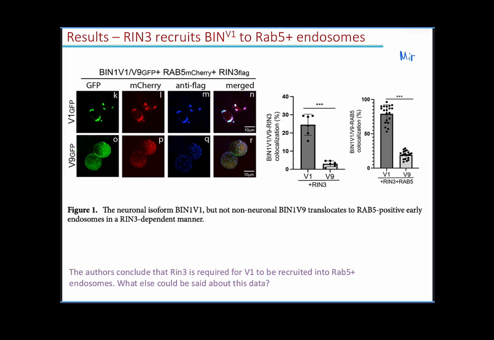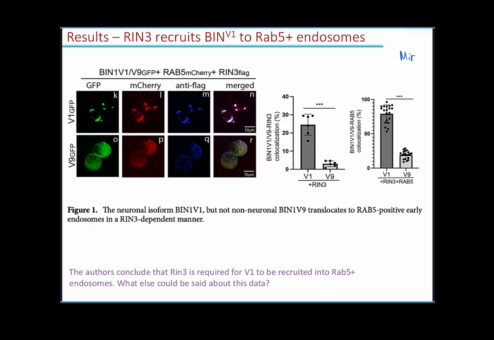The comment here, the answer is Rin3 is recruiting V1, but not V9. So maybe Rin3 can interact with V1 because of some domain that V1 has and maybe V9 doesn't. Is that it? Okay. That's correct. In fact, we'll use a couple of slides right after this to address that point. But it doesn't come from this data, right?